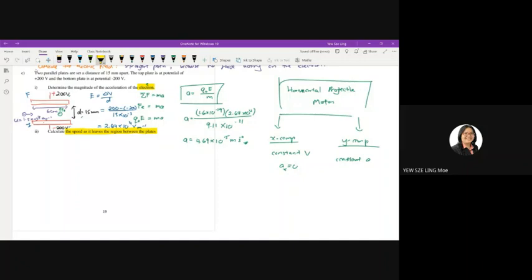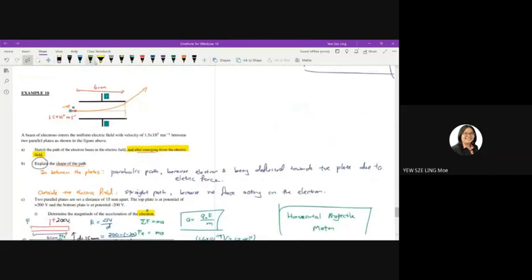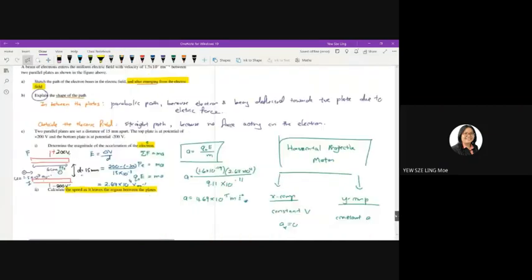Now let us go back to the original diagram. If you look at the diagram, the way you sketch the path, after it emerged, it is emerging at an angle. So this is the x component, this is the y component. If you want to calculate the speed, you have to take into consideration both components. So you need to calculate Vx and Vy.